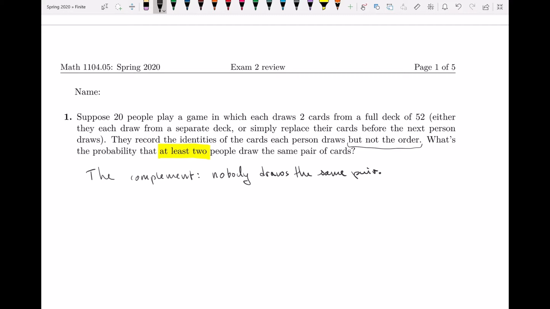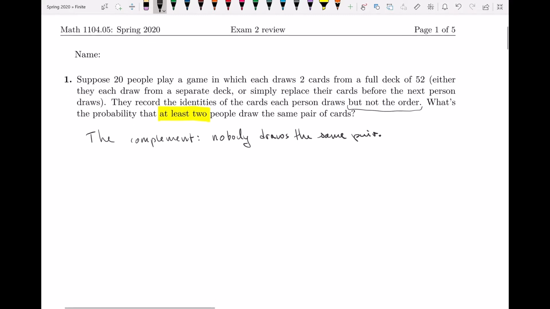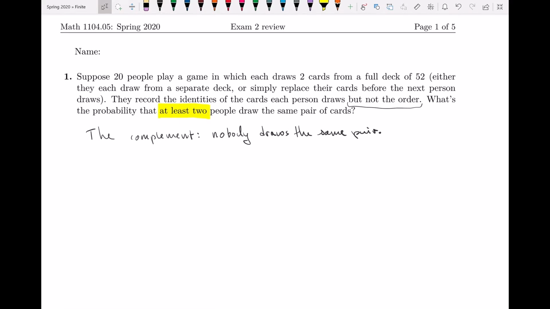Alright, so how might we compute this? Well, let's think, how many options does the first person have? So the first person, there are no constraints since they're the first to go, so if we're trying to constrain that nobody draws the same pair, the first person could draw whatever we like. So there are 52 cards, we're drawing 2 of them, and we're not counting the order that they're drawn, just the set. So what we're counting is sets of 2 from a set of 52. So that's, by definition, 52 choose 2.